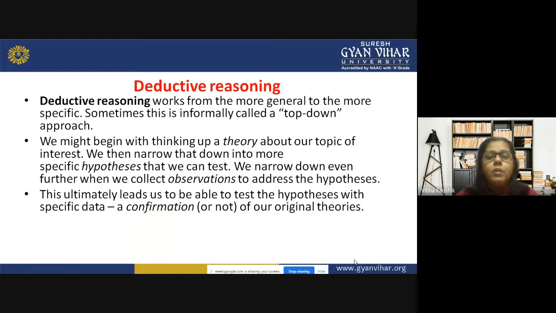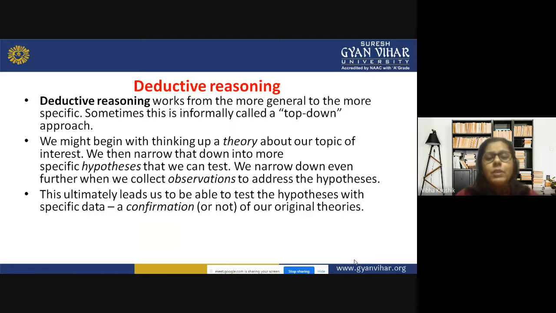Now, deductive reasoning. Deductive reasoning works from the more general to the more specific. Means we move from general to specific. Sometimes this is informally called a top-down approach, because we move from general to the more specific.